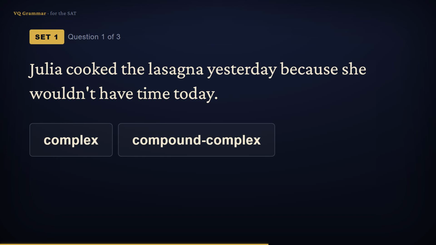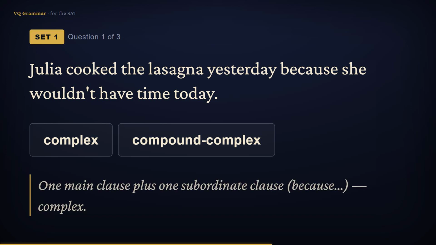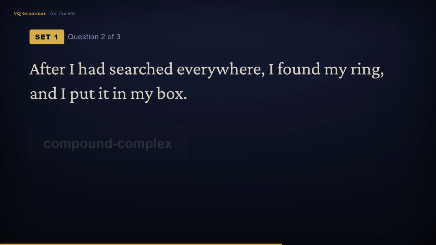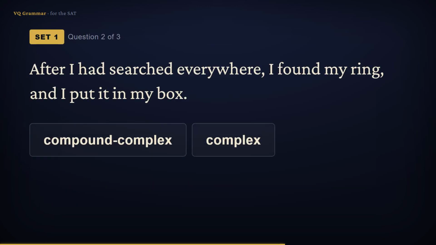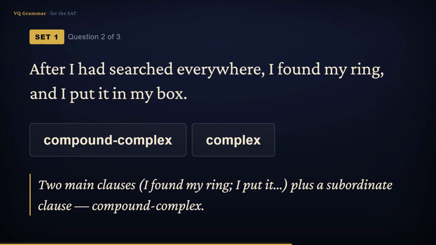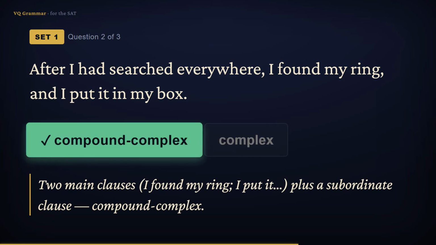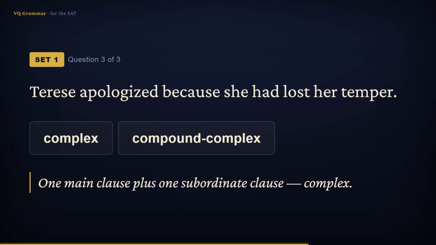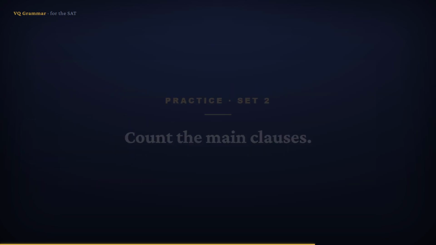Julia cooked the lasagna yesterday because she wouldn't have time today. One main clause plus one subordinate clause starting with because. So the answer is complex. After I had searched everywhere, I found my ring and I put it in my box. Two main clauses. I found my ring and I put it, plus the subordinate, after I had searched. So the answer is compound complex. Therese apologized because she had lost her temper. One main clause, plus one subordinate clause. So the answer is complex.